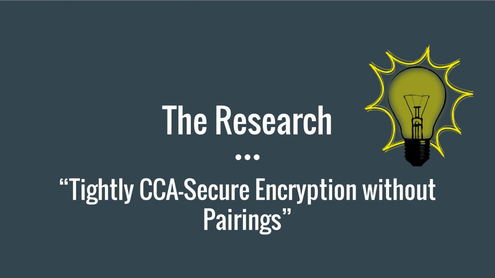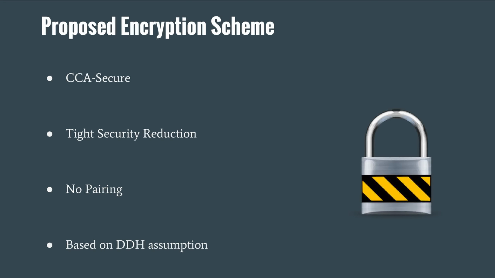Let us now talk about the research carried out in this paper. This paper proposes a public key encryption scheme that is CCA secure and whose security reduction is tight. It does this avoiding the use of pairings and instead reducing the problem to the DDH assumption as explained earlier.